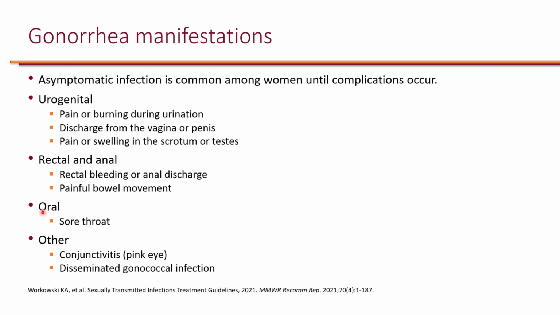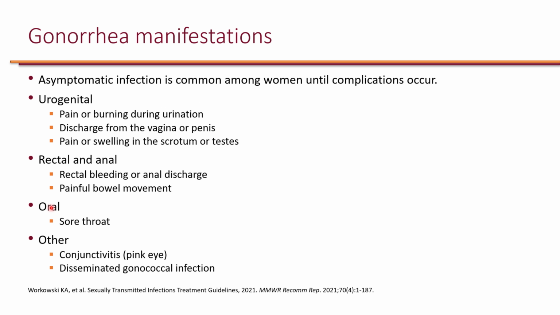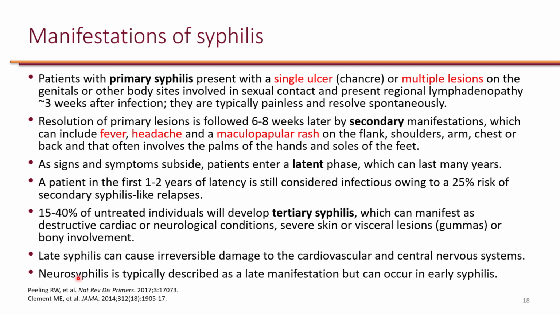So rectal and anal, and then one thing that's a little different between gonorrhea and chlamydia is that if you consider the oral route of transmission, chlamydia is less likely to cause sore throat, whereas gonorrhea is more likely to cause sore throat. So pharyngitis is more of a possibility for gonorrhea. And then of course conjunctivitis, and gonorrhea can be pretty severe when it gets to disseminated gonococcal infection.